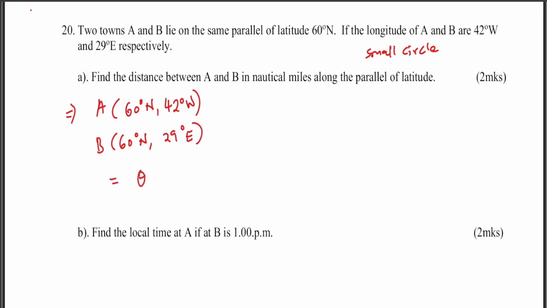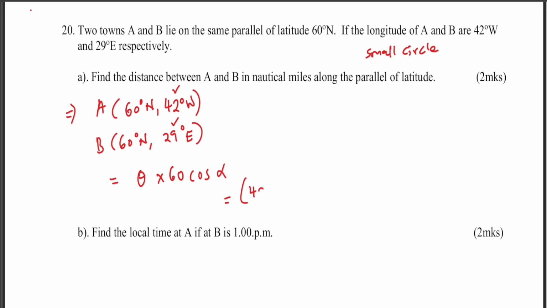Theta is represented by the difference in longitudes multiplied by 60 cos alpha, and alpha is represented by latitude. So your theta is the difference in longitudes. Now if you look at this and this, one is west, the other is east, that is why we will add. If they have different directions, you just add to get the difference.